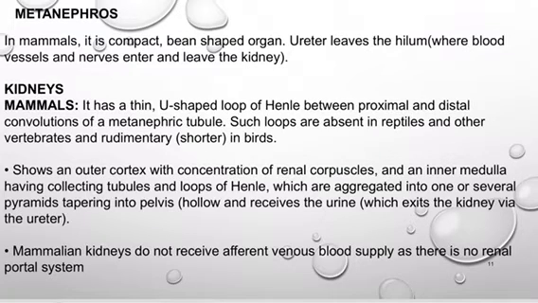Still talking about the mammalian kidney, it does not receive afferent venous blood supply, as there is no renal portal system.